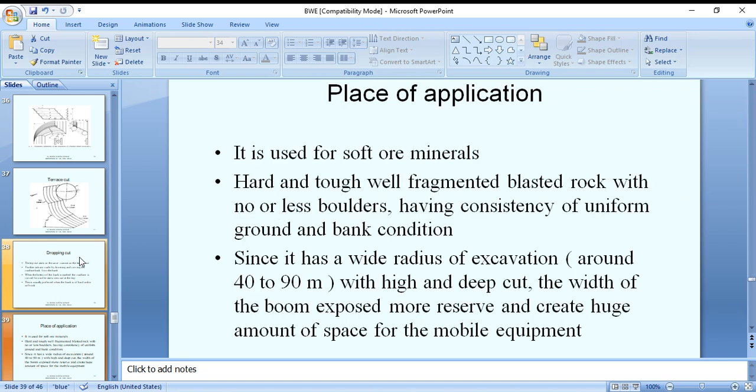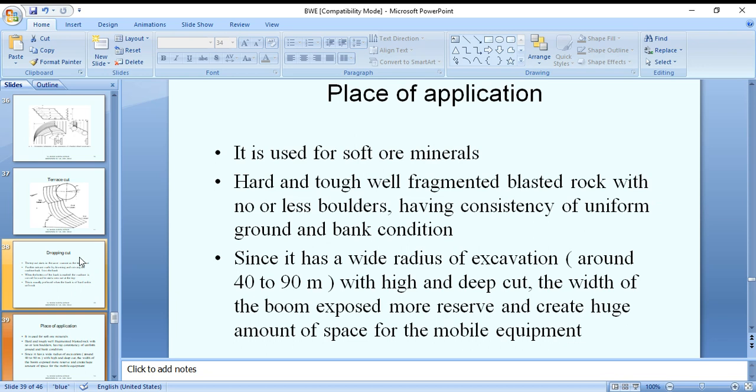Then the place of application, where you are using the bucket wheel excavator. It is used for soft or ore mineral, mostly lignite. This is mostly exclusively meant for the lignite mines. Hard and tough.